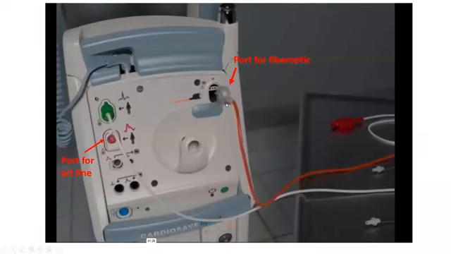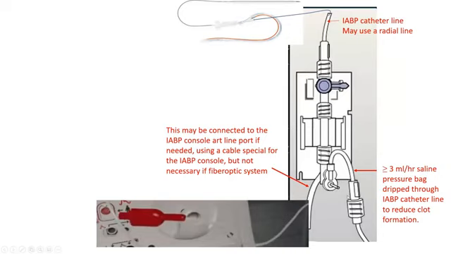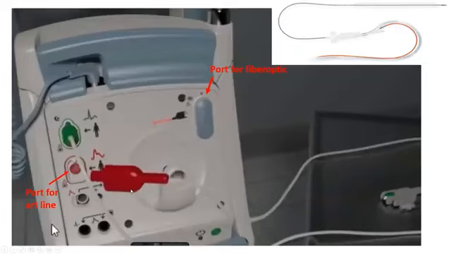In those cases, if you have a fiber optic, maybe your fiber optic is dysfunctional, you need to use, like I explained, your arterial lumen. Connect your arterial lumen, which is already connected to a heparin saline bag and to a transducer. Connect that transducer via a special cable to the back of the balloon pump and monitor via it.